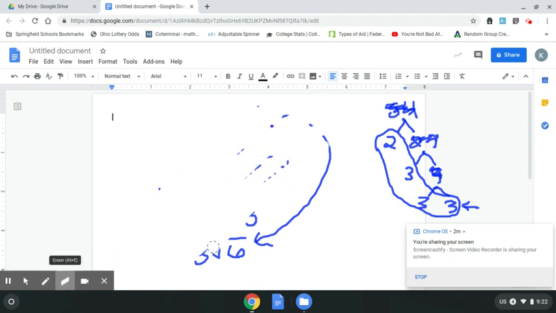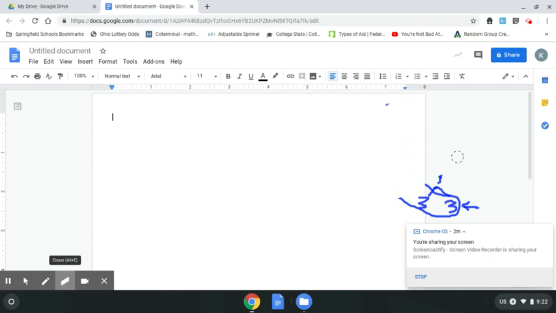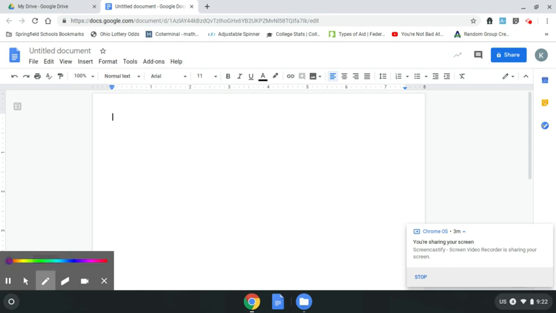Let's just make up another one. Let's pick a little bit bigger number here. Let's go 104. All right, so if I want to find the square root of 104, I take 104 off to the side.